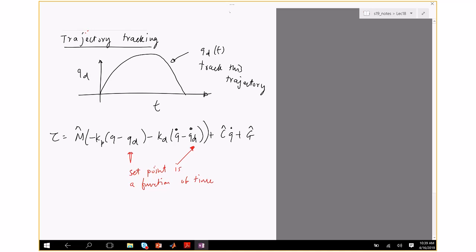So an exercise is to draw the block diagram for this controller.